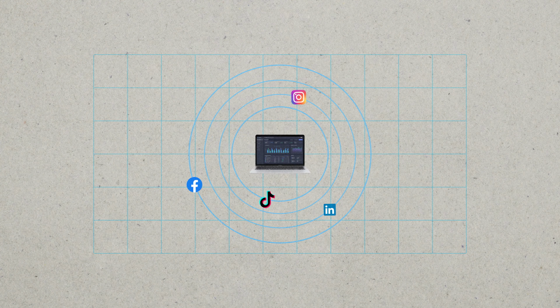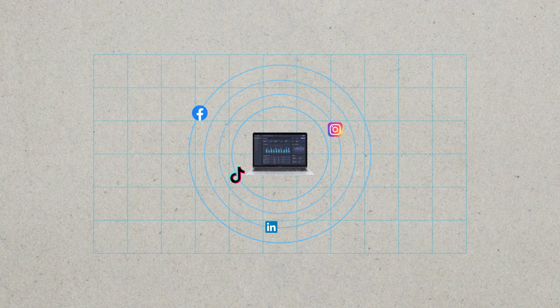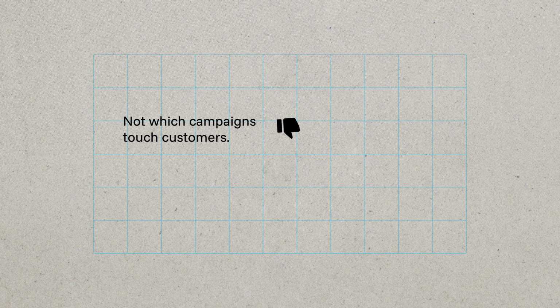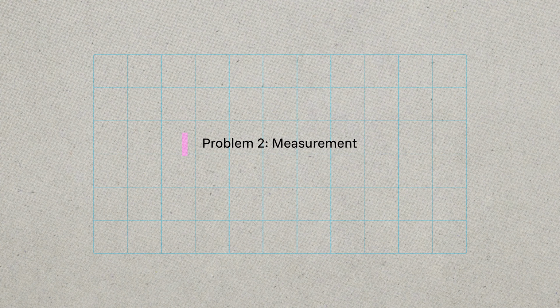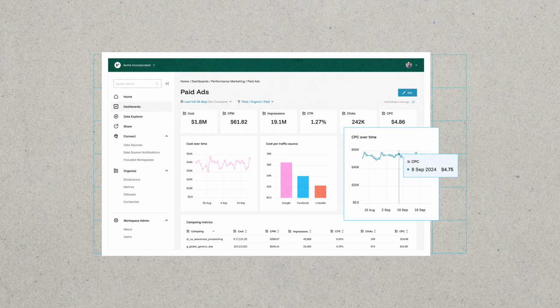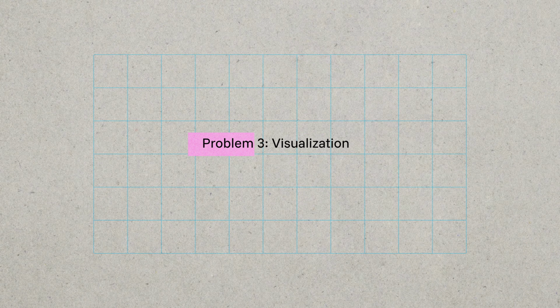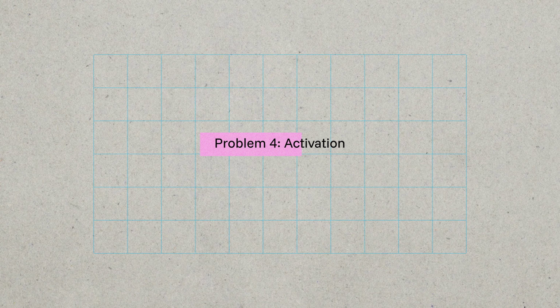Once data is centralized, you need to understand which campaigns drive results, not which campaigns touch customers, but rather which campaigns cause customers to buy. That's problem two, measurement. Once you measure what works, you need to see it clearly, not buried in spreadsheets, not hidden in complex queries, visual, intuitive, accessible. That's problem three, visualization. And once you see what works, you need to do something about it. Shift budgets, update targeting, optimize campaigns. That's problem four, activation.